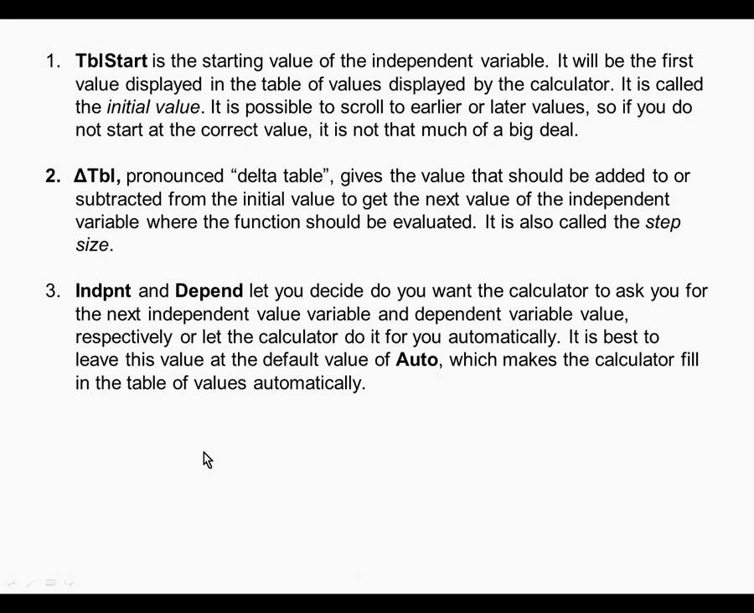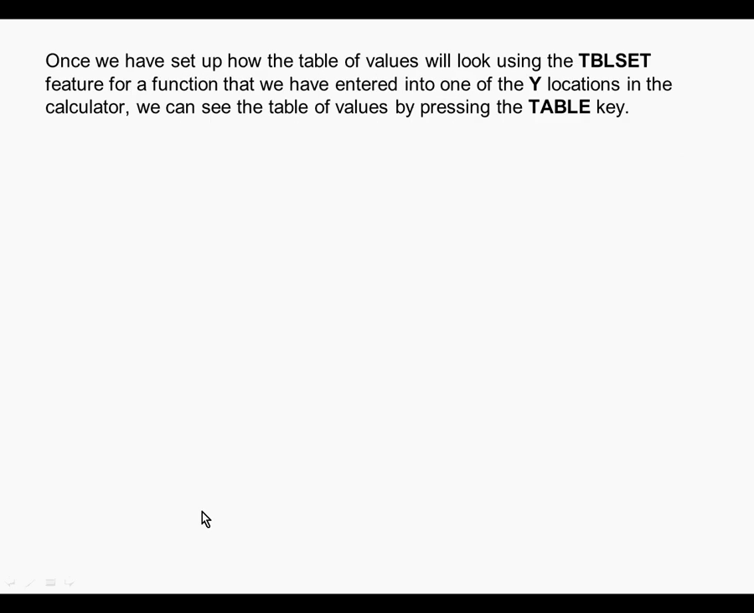The only thing that we're going to be changing that really matters is the delta table. What is the step size? What is the increment size? The table start, again, you can scroll up and down. It really doesn't matter. So it's this one that matters. So once we have set up how the table of values is going to look using the table set, we can then enter one of our functions into the y equals.